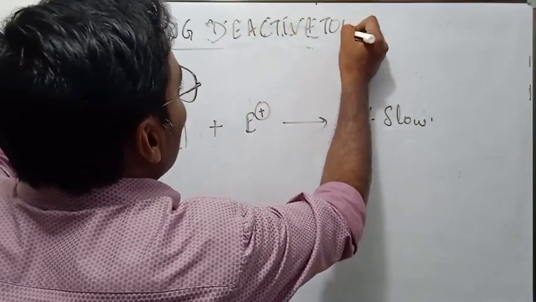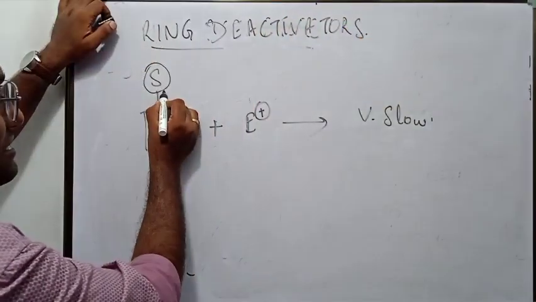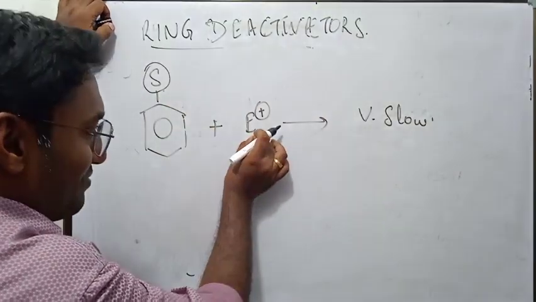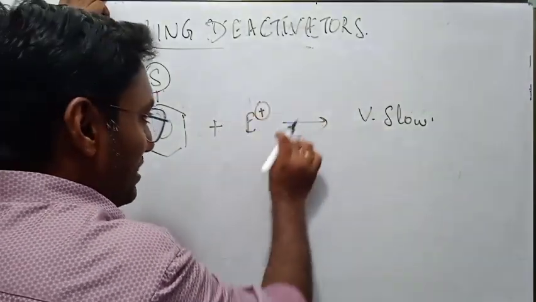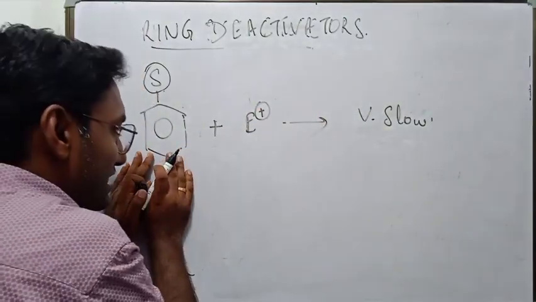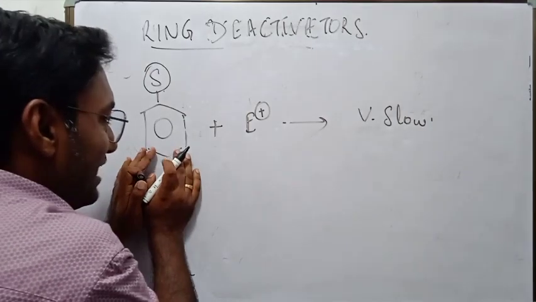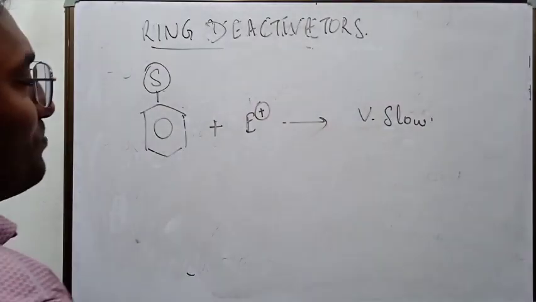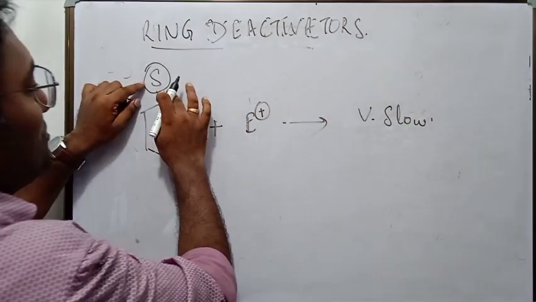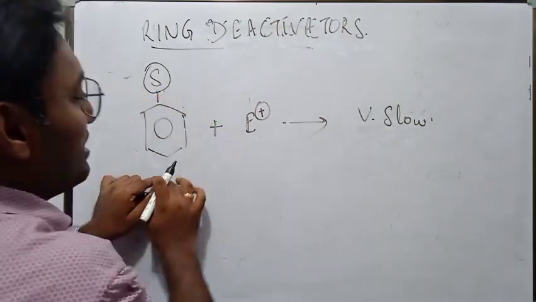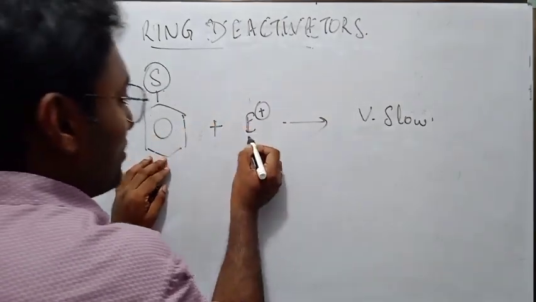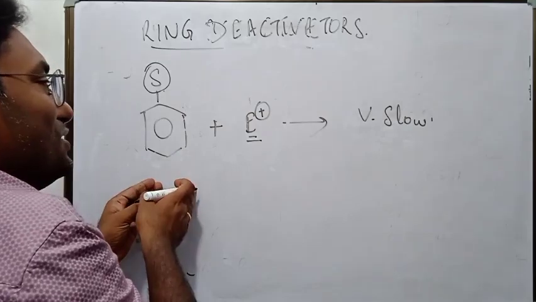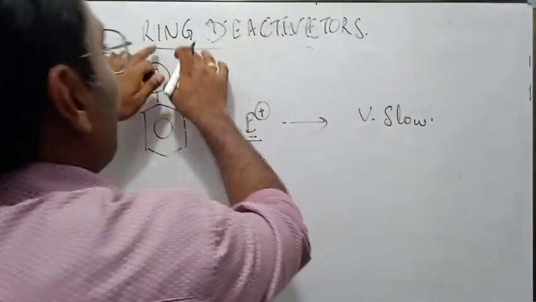Primary substituents that make the benzene ring less reactive for electrophilic aromatic substitution than the benzene ring itself, that is the main thing, are called ring deactivators. What did I say? Primary substituents that make the benzene ring less reactive to electrophilic aromatic substitution reaction than the benzene ring itself are called ring deactivators.